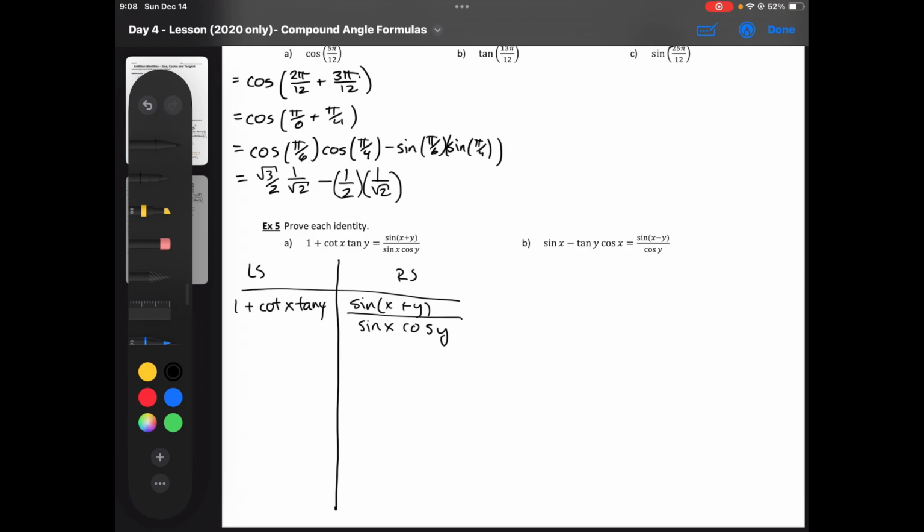And I think on this one, the right-hand side is in terms of sine and cos, so I'm going to work on the left-hand side and try and get it in terms of sine and cos as well. So on the left side, I've got 1 plus cotan, which is cos x over sine x, and then I've got tan, which is sine x over cos x. Those are going to cancel out. That's not good.